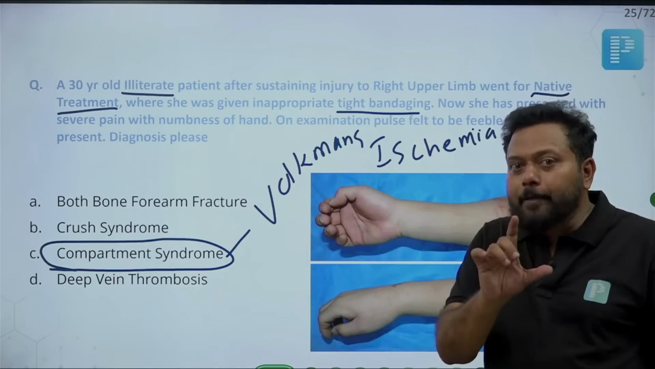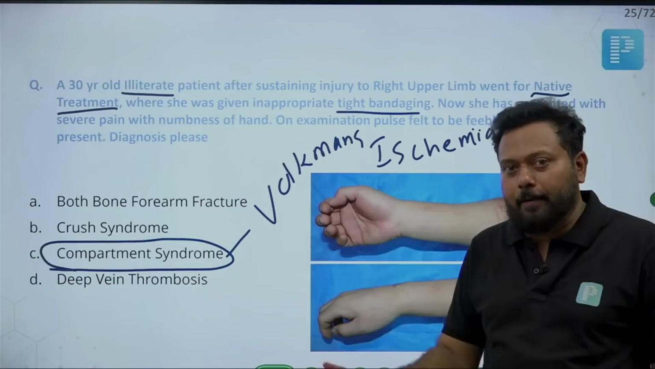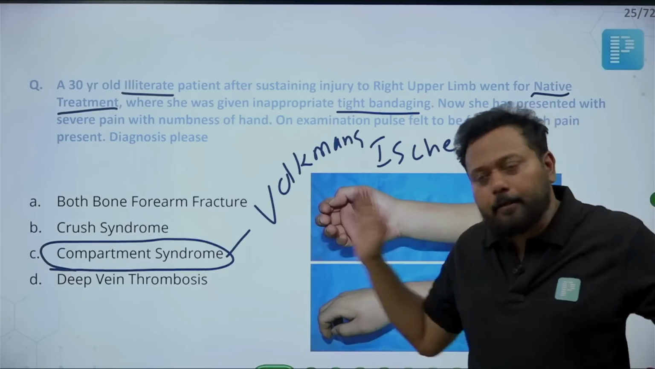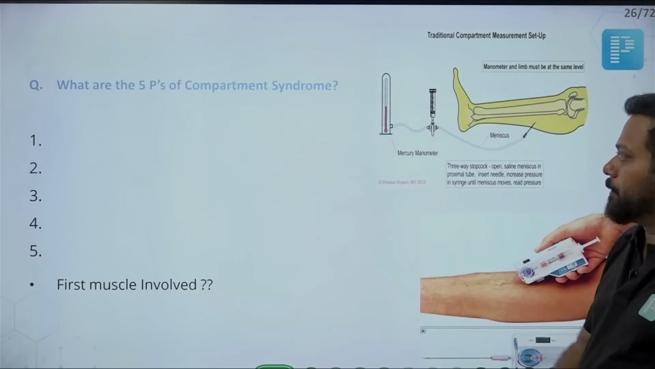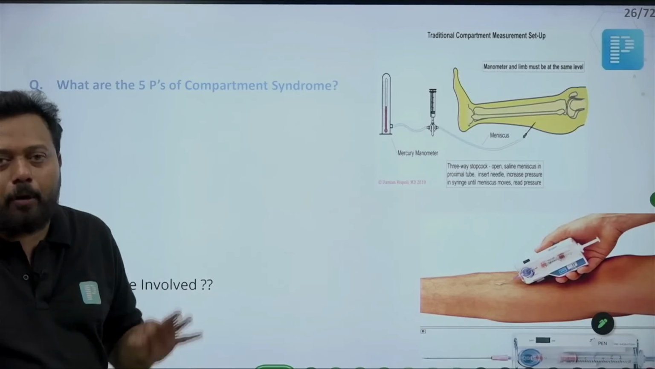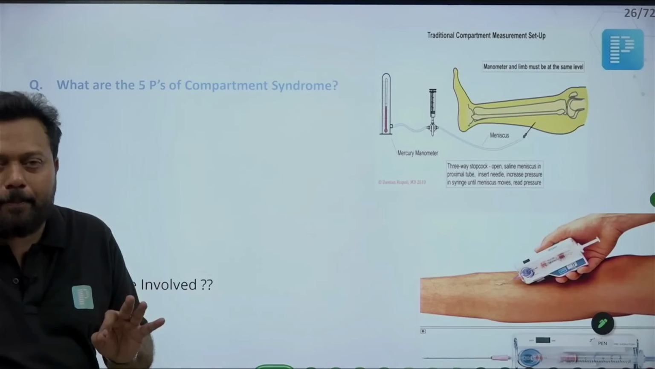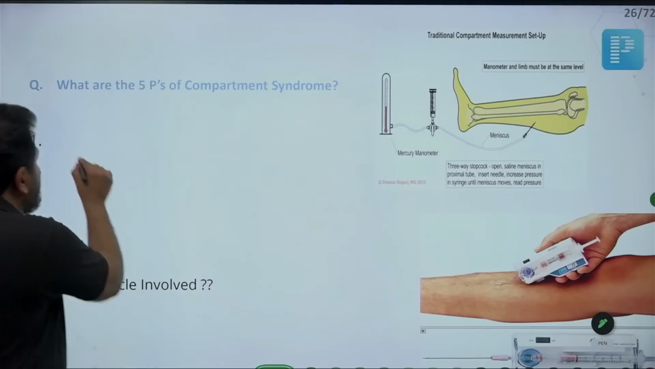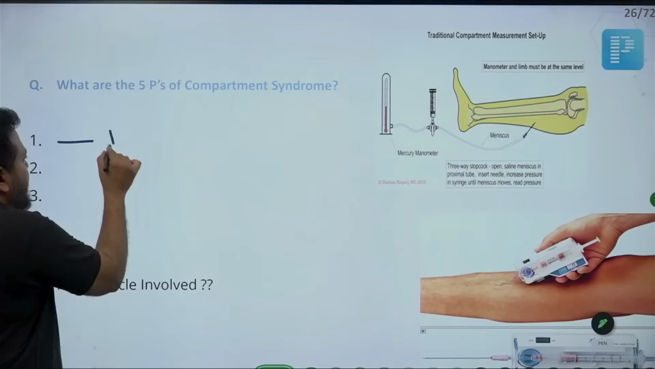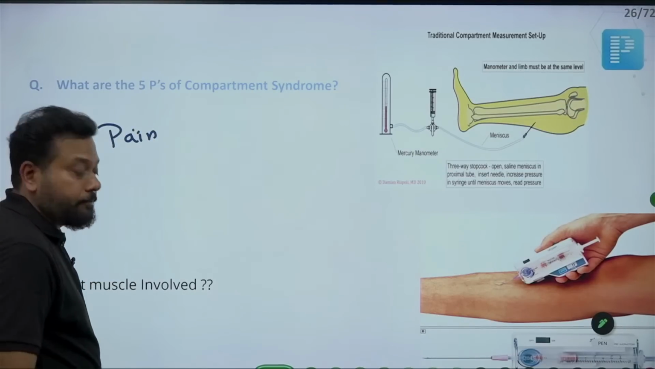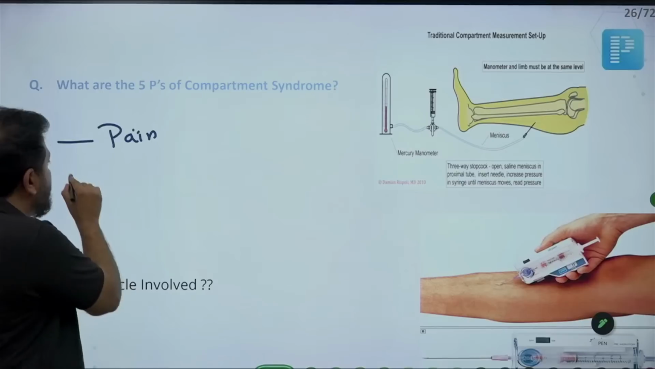Okay, so compartment syndrome is otherwise called Volkmann's ischemia. An established condition is called Volkmann's ischemic contracture. Now let us see a few points. What are the 5 classical clinical pictures of compartment syndrome or Volkmann's ischemia? They are called the famous 5 P's. First thing, the earliest thing is pain. That is called stretch pain. Earliest thing is pain, stretch pain.